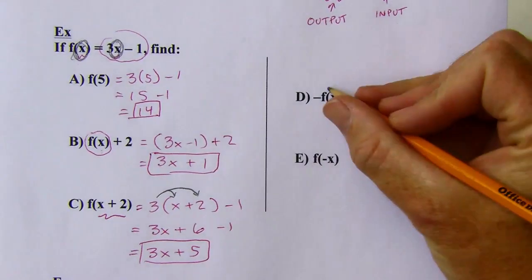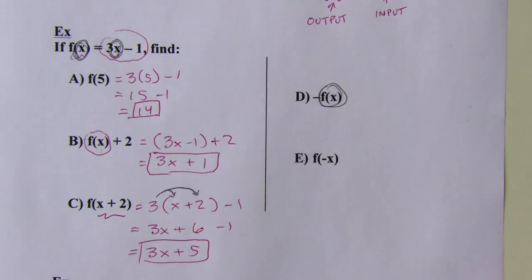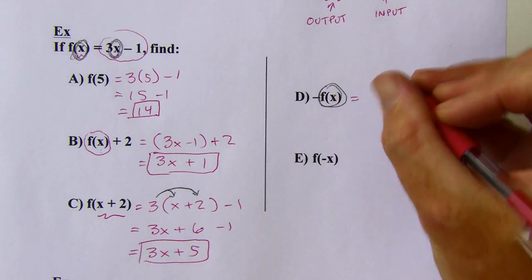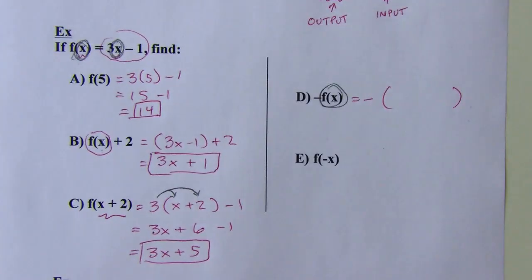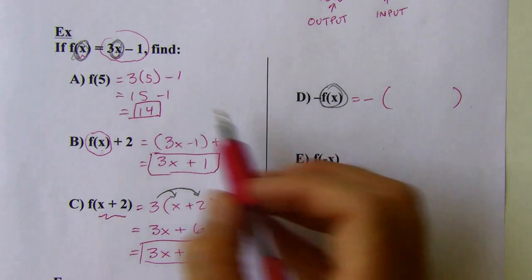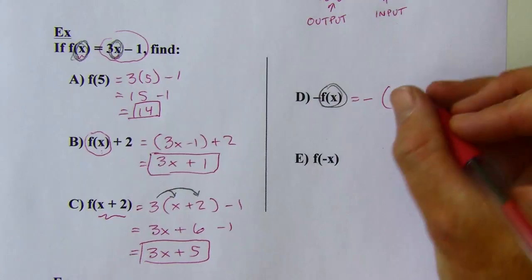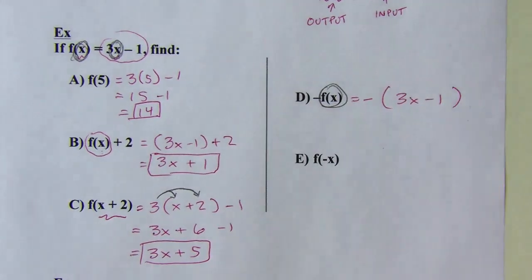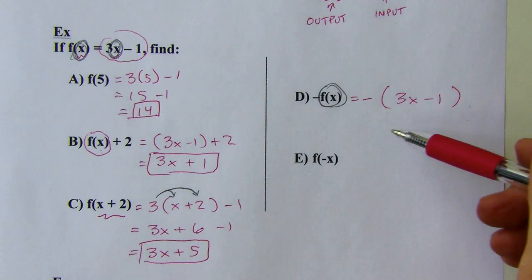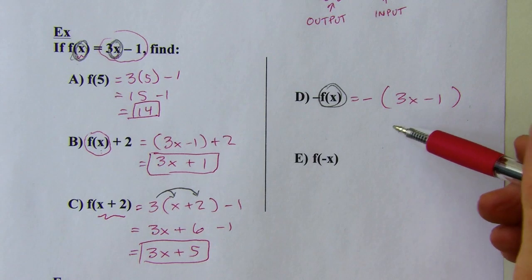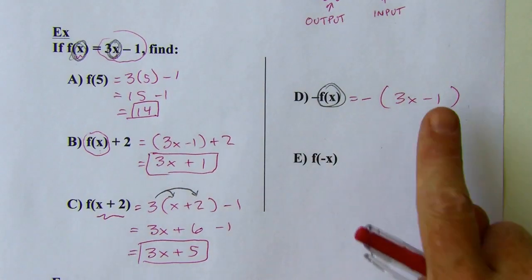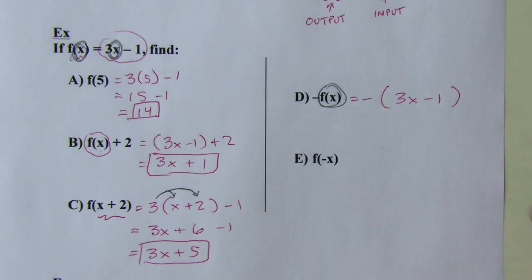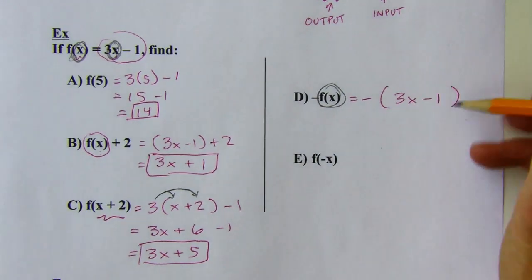So on parts D and E, again, I'm going to be doing substitution. I know what f of x equals, so I'm just going to substitute. And when I substitute, I'm going to take the opposite of whatever that function equals. The function here equals 3x minus 1, the quantity 3x minus 1. Very easy to make the mistake, again, of not using parentheses. Some people will give me an answer that looks like negative 3x minus 1. That's incorrect because I'm really taking the opposite of both of those terms.